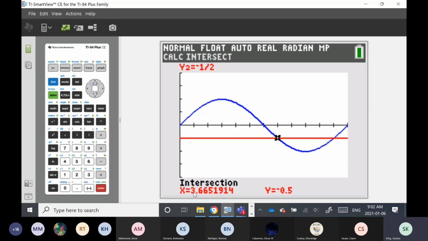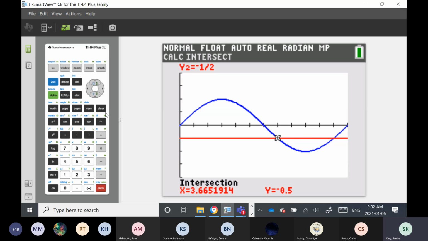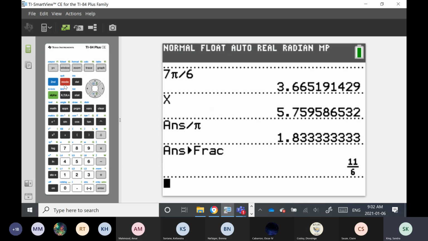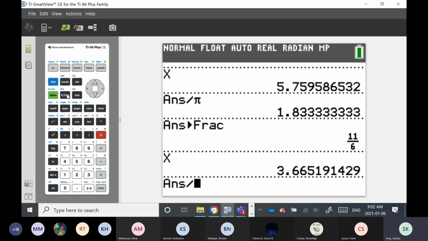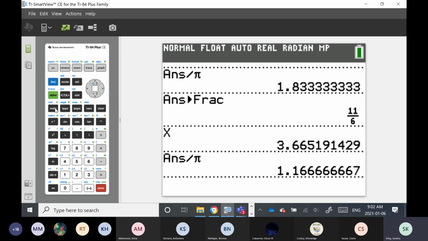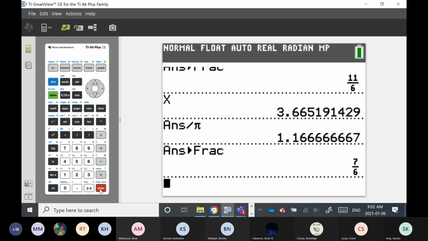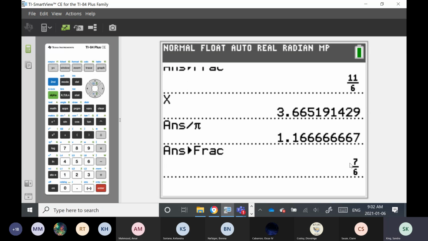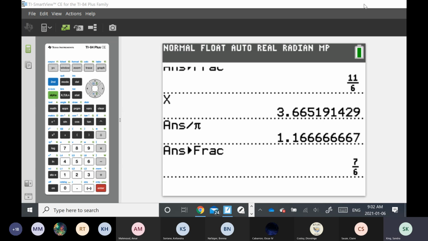If they asked for the nearest tenth, your answer would be 3.7. If they want the answer in exact pi radians, you take that x value, divide it by pi, and then use math 1 fraction. And you get 7 pi over 6. The other intersect you could check later, you would get 11 pi over 6. So that is the intersect method.